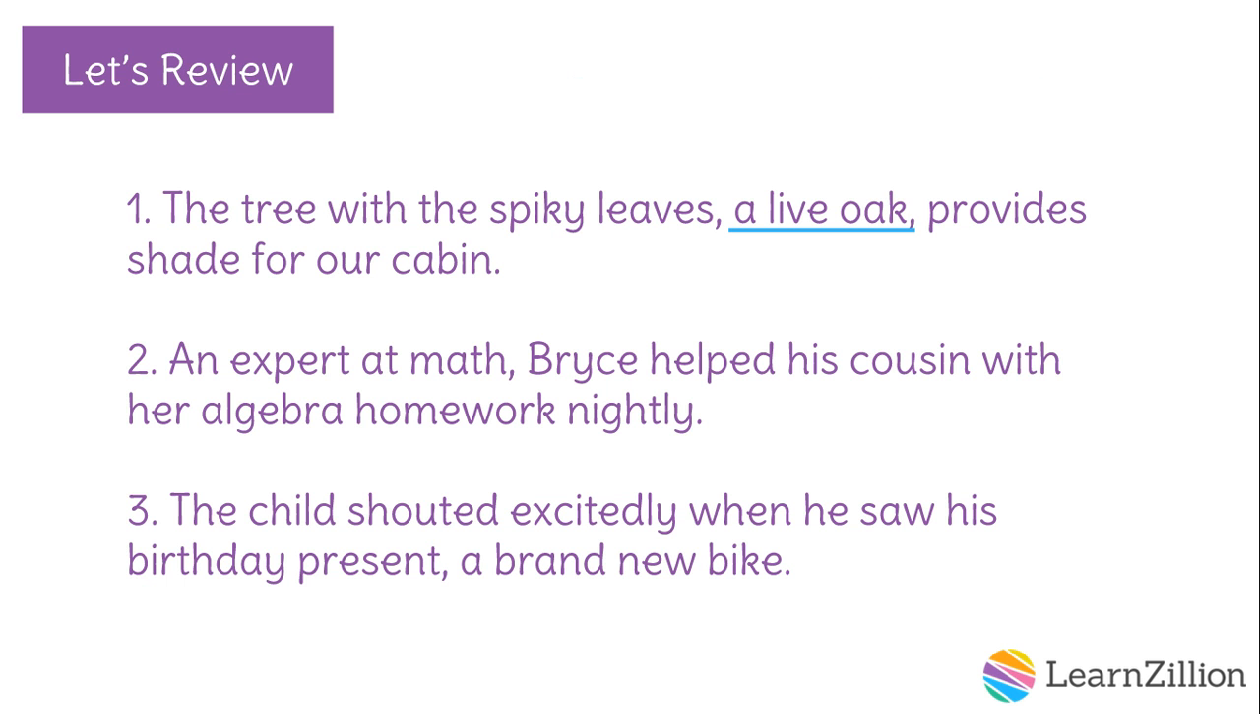In sentence A, you should have underlined a live oak because it's explaining what the tree with the spiky leaves is. In sentence B, the appositive was an expert at math. And in sentence C, the appositive was a brand new bike. Again, notice how each appositive is set off from the rest of the sentence with commas, and it is placed right next to the word it modifies. Also notice in these examples how the appositive can appear at the beginning, middle, or end of a sentence.